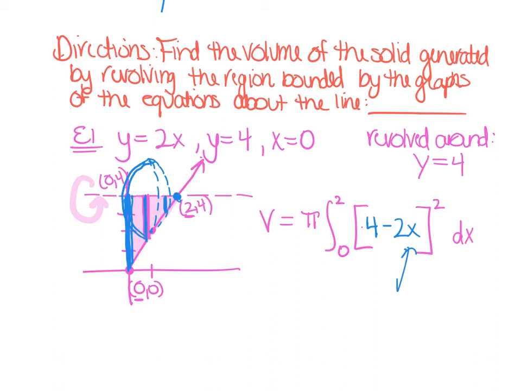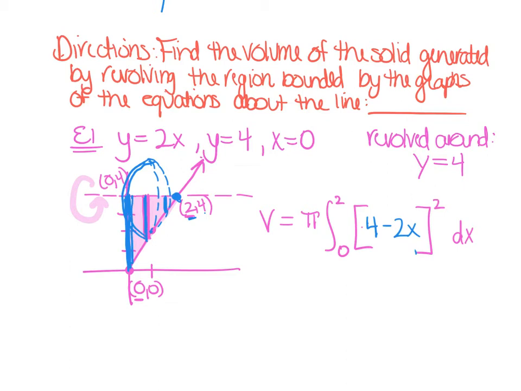If you go to the other end, your x value is 2. If you plug in 2 there, your radius is 0, and that is true. You don't have a height right there because it's on the line y equals 4. So that's how you know that you've done that correctly. You can check some points to figure out which direction that should go in to figure out the height of every single rectangle along that.